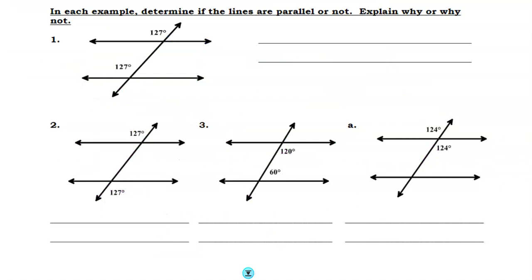All right, so let's get to it. In each example, determine if the lines are parallel or not, and explain why or why not. Let's look at these two angles. So 127. What type of angles are those? Well, those are corresponding angles.